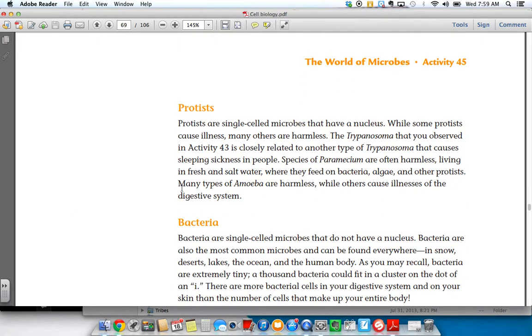Welcome back. This particular section is called protists. Protists, as you know, because we've talked about them, are single-celled microbes that have a nucleus. While some protists cause illnesses, many others are harmless. The trypanosoma that you observed in Activity 43 is closely related to another type of trypanosoma that causes sleeping sickness in people. Species of paramecium are often harmless, living in fresh and salt water where they feed on bacteria, algae, and other protists. Many types of amoeba are harmless, while others cause illnesses of the digestive system.